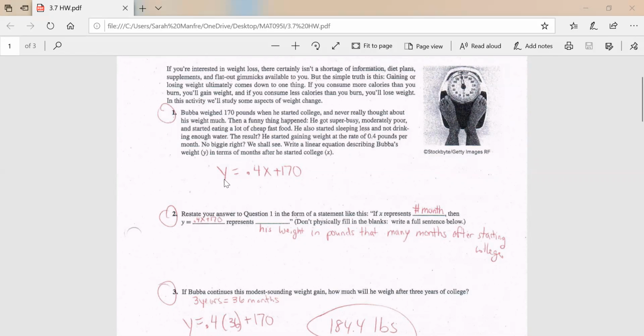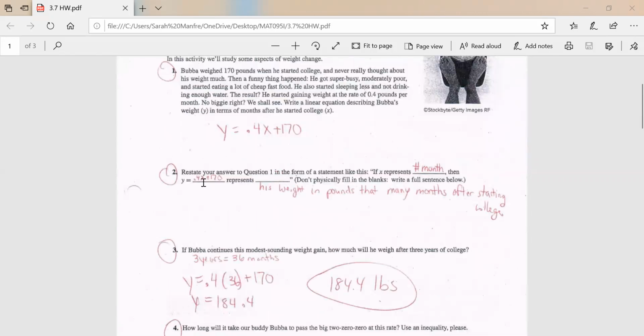Okay, so the equation is y is equal to 0.4 times the number of months plus his initial weight of 170. Okay, and then number 2, I wrote it out. It says, if x represents the month, then y is equal to 0.4x plus 170 represents his weight in pounds that many months after starting college.